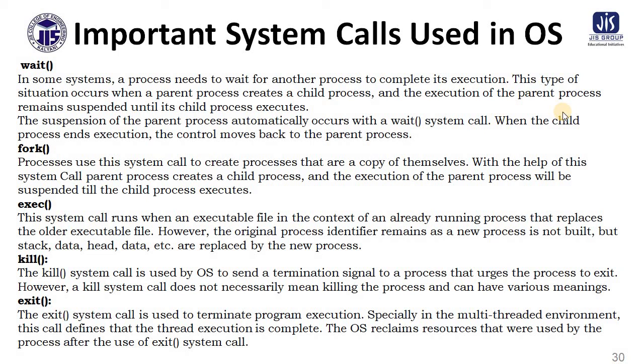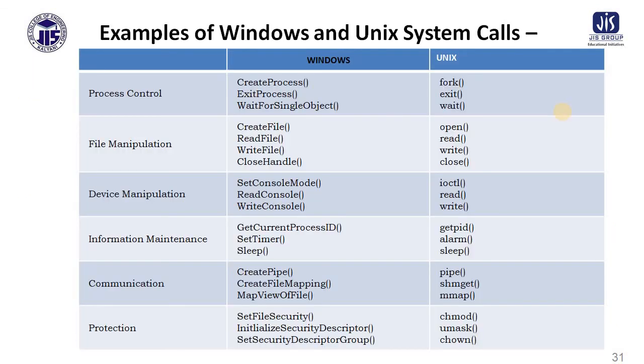Next one is exit. The exit system call is used to terminate program execution, especially in a multi-threaded environment. This call defines that the thread execution is complete. The operating system reclaims resources that are used by the process after the use of the exit system call. Okay, so these are the things you have to remember: wait, fork, exec, kill, exit. They are the most popular system calls used by your operating system.